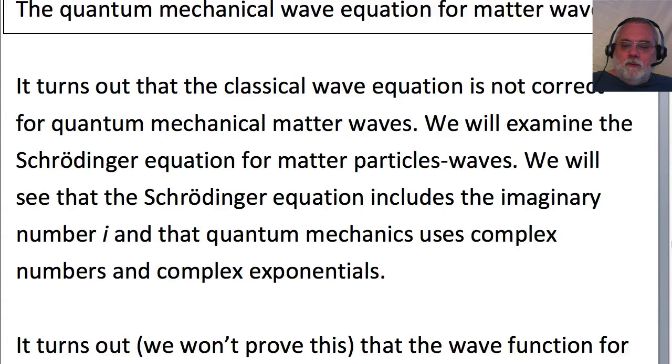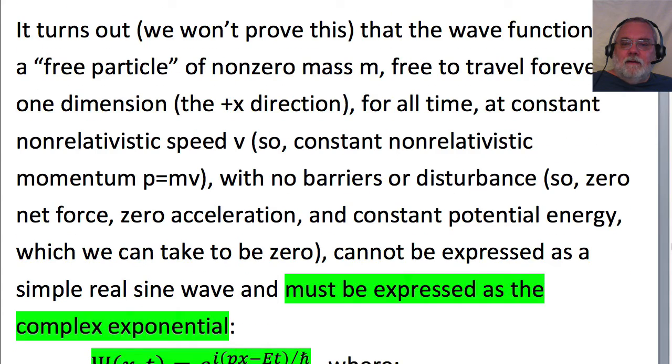It turns out, we won't prove this, that the wave function for a free particle of non-zero mass m, free to travel forever in one dimension, the plus x direction, for all time at constant non-relativistic speed v, so constant non-relativistic momentum p equals mv, with no barriers, no disturbance, zero net force, zero acceleration, constant potential energy, which we can take to be zero, cannot be expressed as a simple real sine wave.